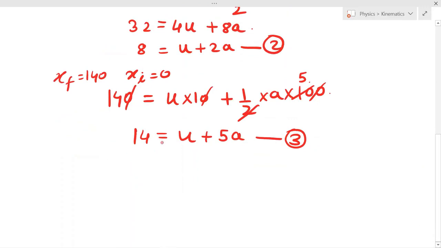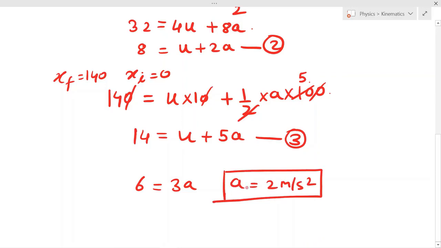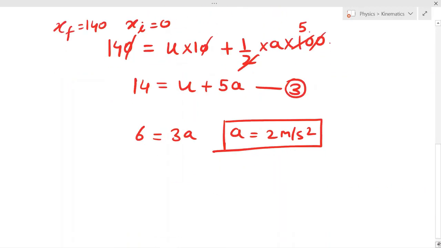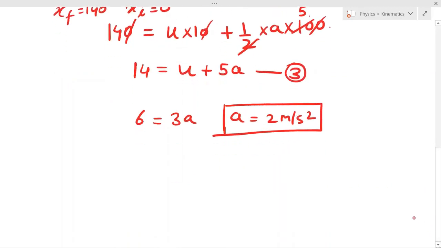Now subtract the second equation from the third one. So you get, I will directly do it here, 6 is equal to 3a. So a becomes 2 meter per second square. So we have found out a. Now what is u? 14 is equal to u plus 10. u is equal to 4 meter per second.